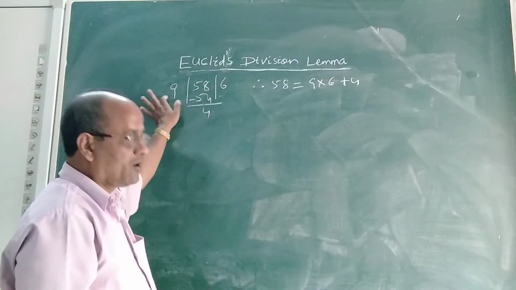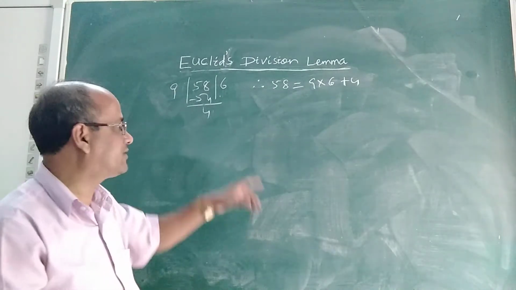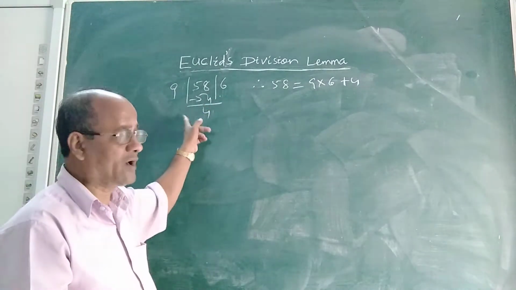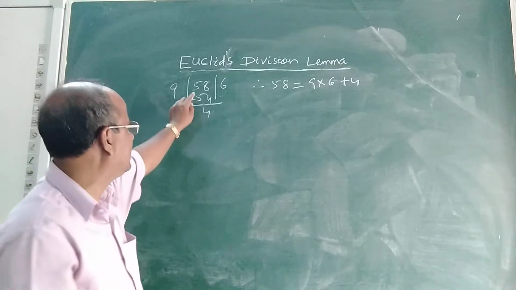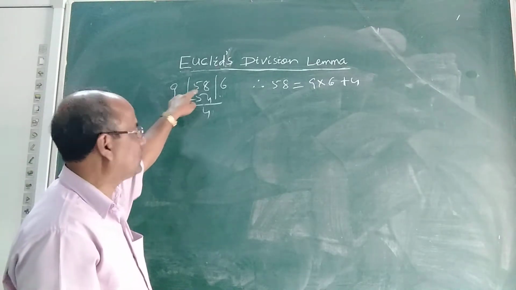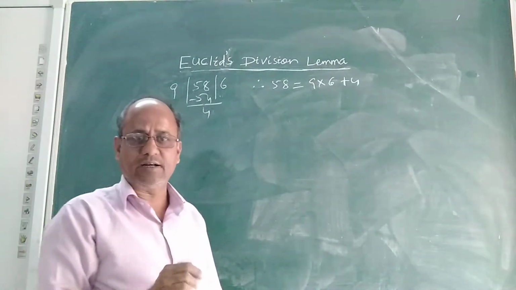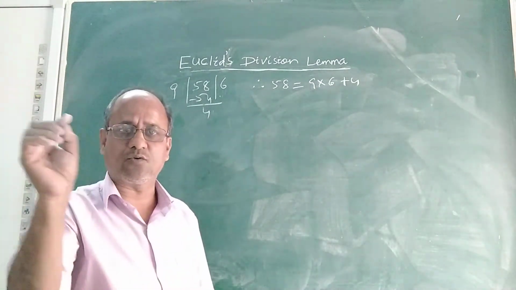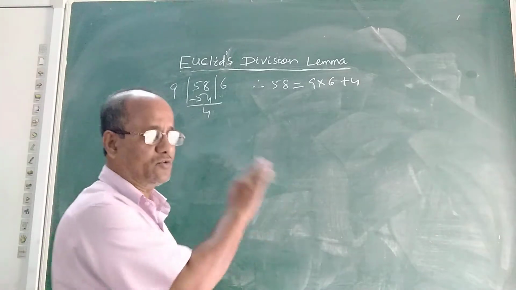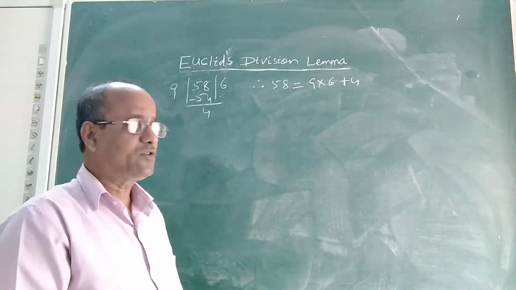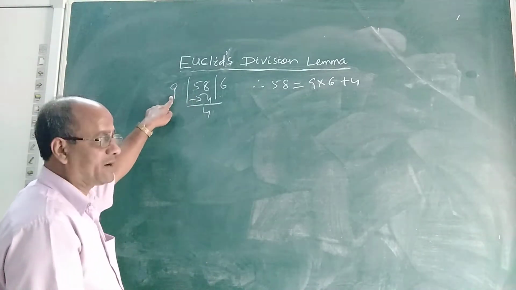Here it is for only numbers. We will now discuss this for integers. You see here 58 and 9, these are two positive integers. You know what integers are? 0 is an integer. There are positive integers like 1, 2, 3, 4, etc., and minus 1, minus 2, minus 3, etc. These are negative integers. So here 58 and 9 are positive integers.